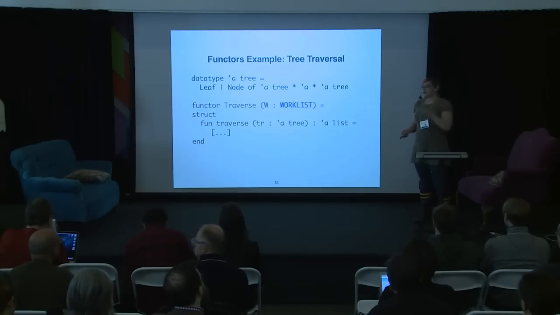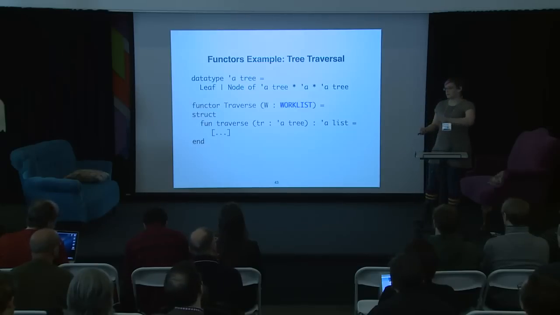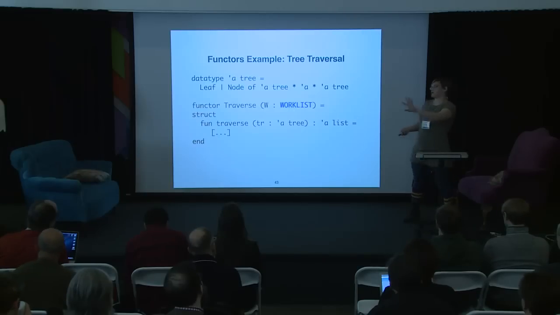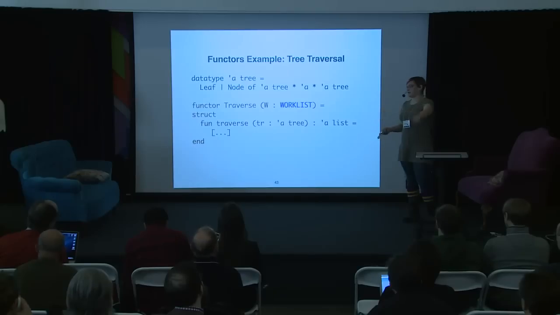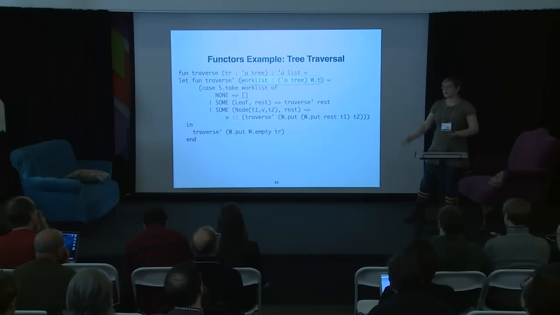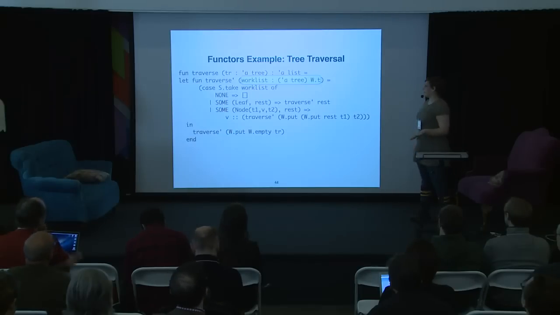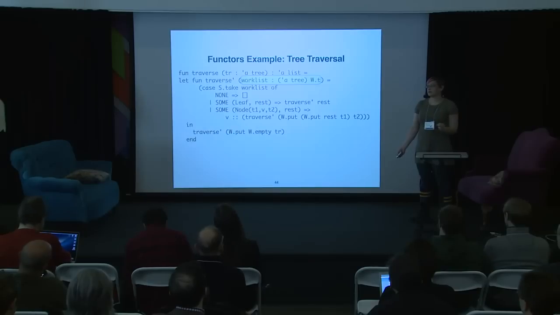And then we're going to write a functor that's parameterized by some W ascribing to the work list signature. And we'll want to write a traversal function which takes a tree and then gives you a list containing all the elements in the order that it traversed the tree. So to write this function, we'll write a little helper function that takes an extra argument for the work list. And our work list is a work list of trees, of alpha trees.